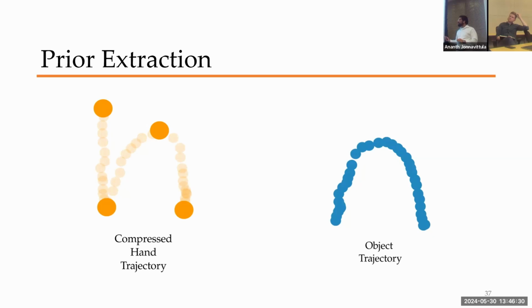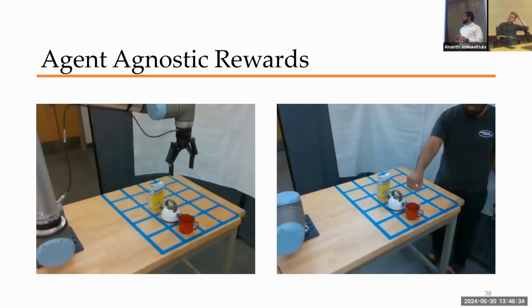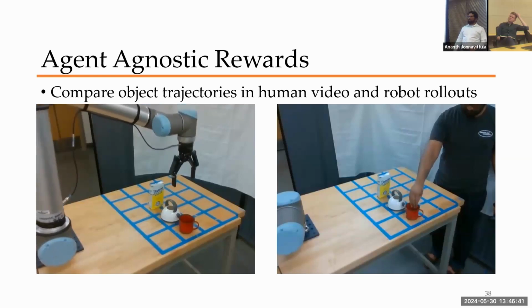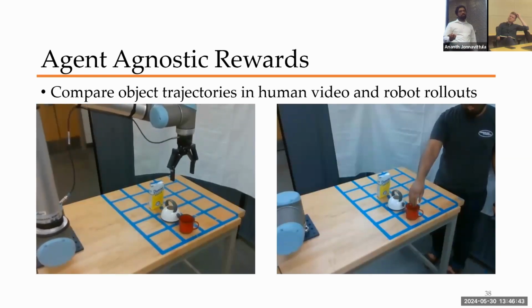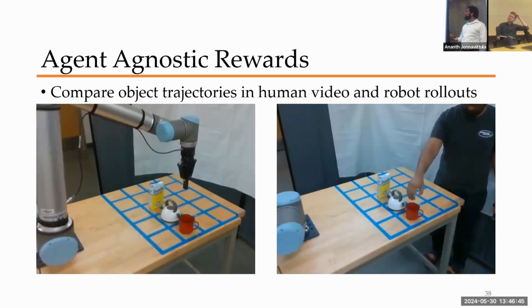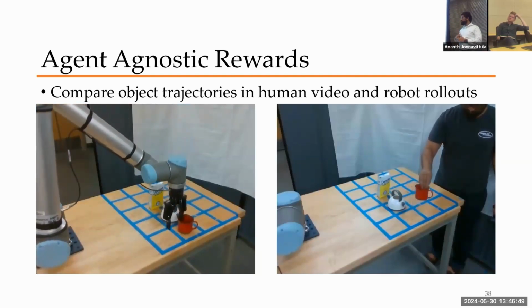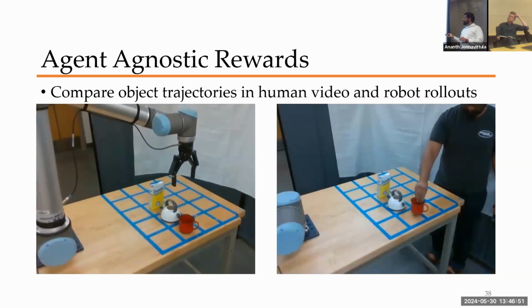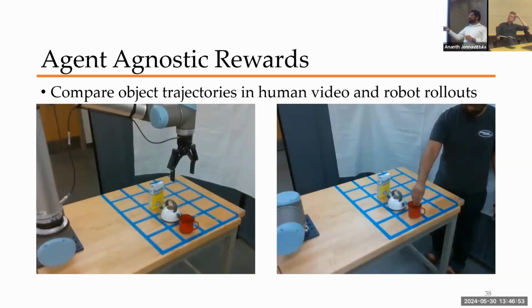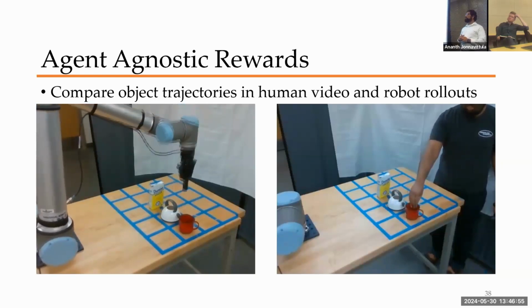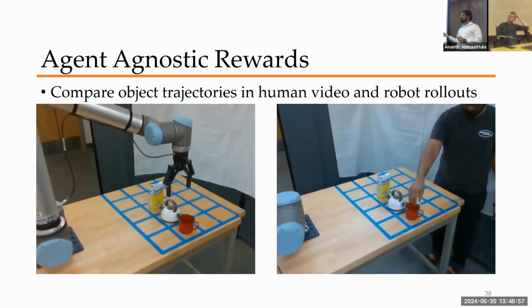And then we also now have the object trajectory. It's important to get the object trajectory because that directly ties into how we can get the agent agnostic rewards. What I mean by that is, as I was talking about earlier, what we really want to do is compare the object trajectories across videos to figure out if the task is successful or not. So if, for example, here on the right, I picked up the cup. On the left, you can see a couple of trials where it failed, and in one trial, it actually picked up.